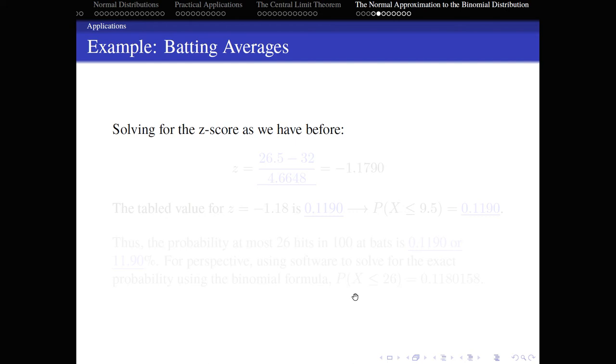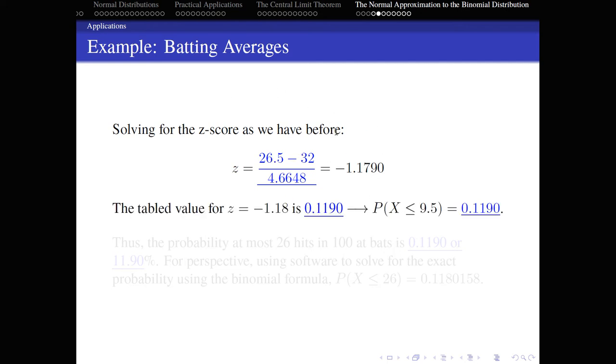Now note, because this is an individual, we're going to be using this older z-score, not the central limit theorem one. Now we calculated the mean 32 and the standard deviation 4.6648 from the previous data. This 26.5 is the value that we're interested in, so negative 1.1790 is our z-score. And we're looking for at most, so we want everything to the left of this. This is the biggest number that we want to see. So looking at the table, the area to the left is 0.1190. That's what we're interested in, the area to the left.